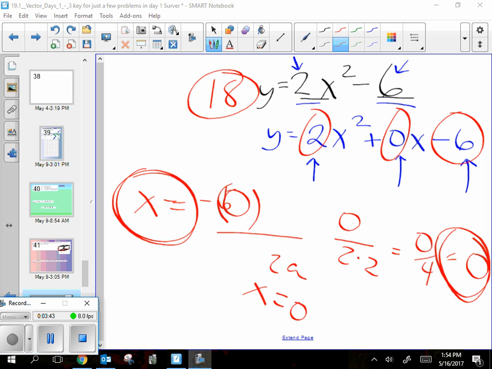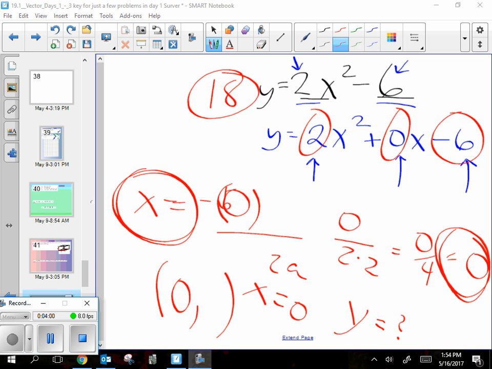Some of you aren't writing this down. Come on, get with me. Write this down. This is number 18, and I'm halfway through it. So far, I've got that x equals 0. But now I need to know what y equals. Because we need the vertex, and it's 0 comma something.